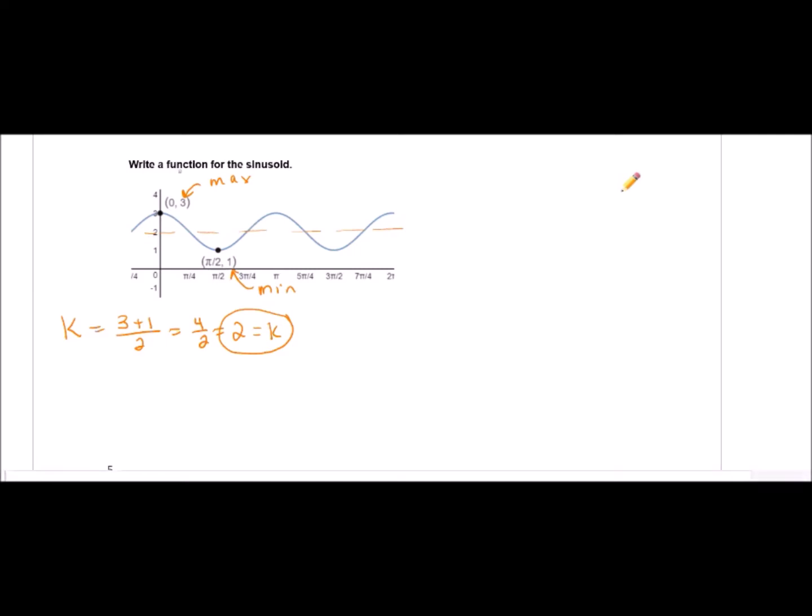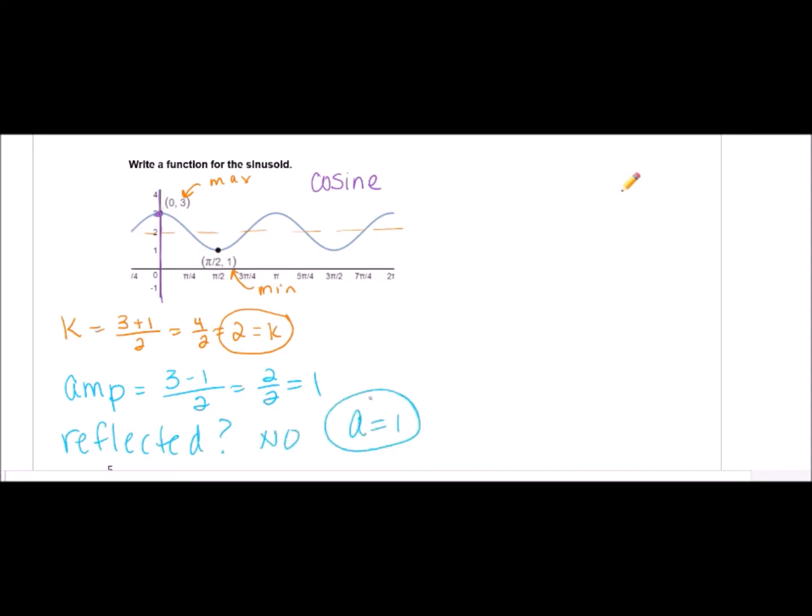Well, here's the midline, and here's the x-axis. It is not on the midline, it's above the midline, which means it's a cosine graph. Okay, let's do the amplitude. 3 minus 1 this time. Looks like the amplitude is 1. Now we're going to say, is it reflected? No. Again, it's the same. It's still got a max. So my A equals 1.